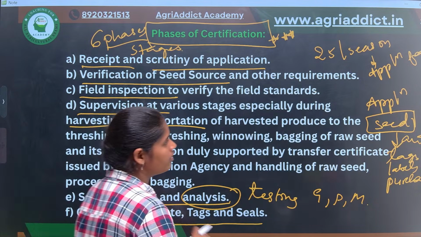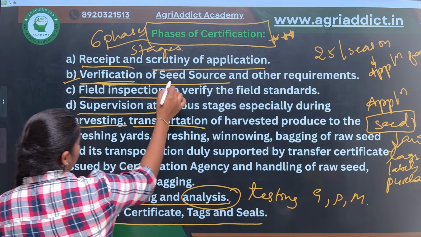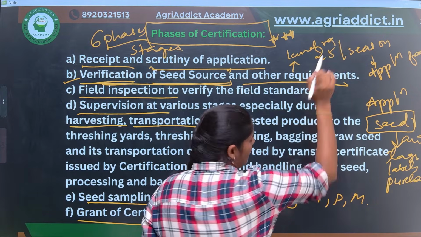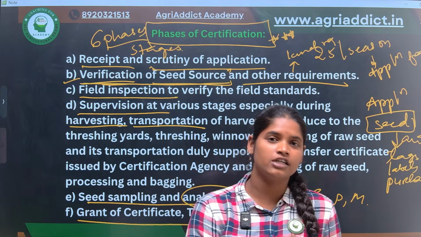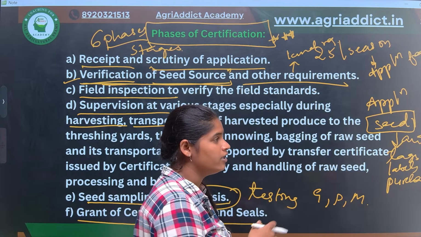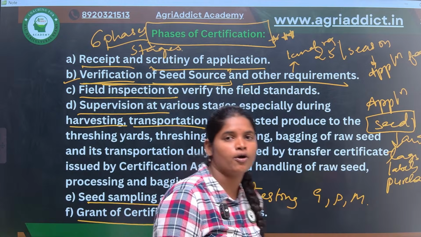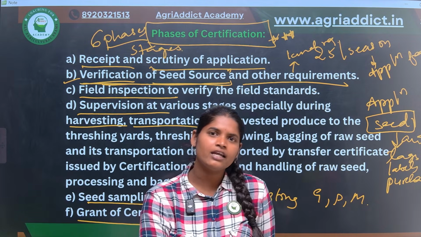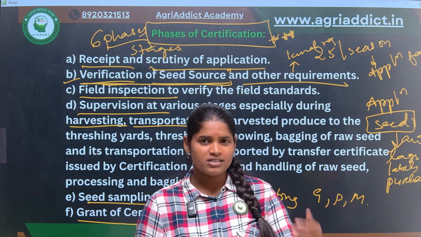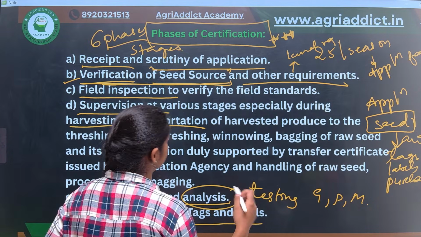Then if that application meets all the criteria, they'll go for the verification of seed source and other requirements. What are the other requirements? The land requirements. The land should be free from volunteer plants, seed-borne diseases, seed-borne pests and soil-borne pests. Also, are there any diseases prevalent in that area? It should be free from that. And also the preceding crop requirement. What is the preceding crop? Before that, it should not have had the same variety certification. It should not have produced the same variety, same class or same stage of seed in the previous season. That is the preceding crop requirement.